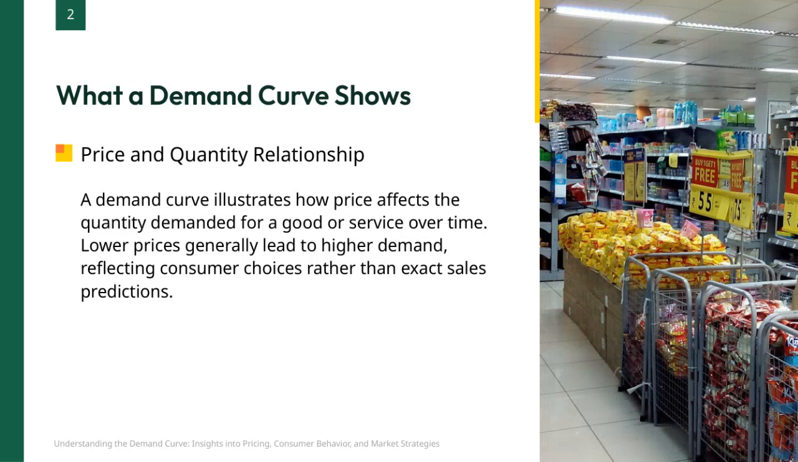Here, we're looking at what a demand curve really shows. Essentially, it illustrates the relationship between price and quantity demanded over time. When prices go down, demand usually goes up. People tend to buy more because it's more affordable. This curve helps us understand consumer behavior and how price changes influence purchasing decisions. It's important to remember, though, that this reflects trends and choices rather than precise sales forecasts. The image of the grocery store aisle gives a real-world context, showing the variety of products where these demand dynamics come into play every day.